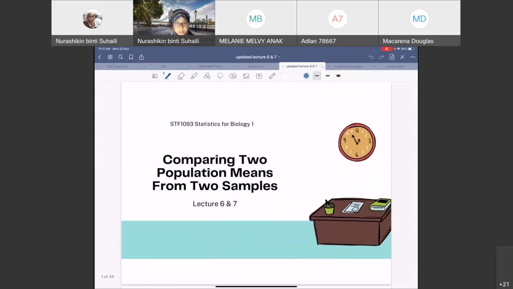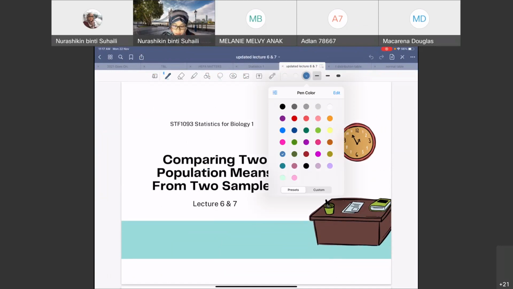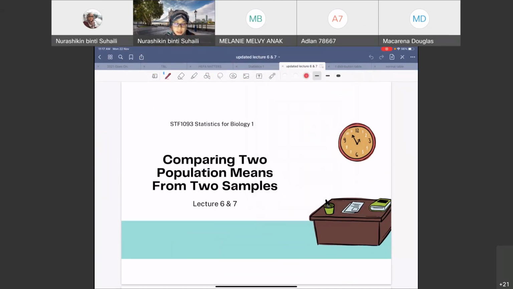So I combine the two lectures. Lectures 6 and 7, we're going to talk about two population means from two samples. Before this, what we have covered is hypothesis testing. This is also actually hypothesis testing. Hypothesis testing is a generic topic. It is just about testing the hypothesis, but it could be one sample, it could be two samples.